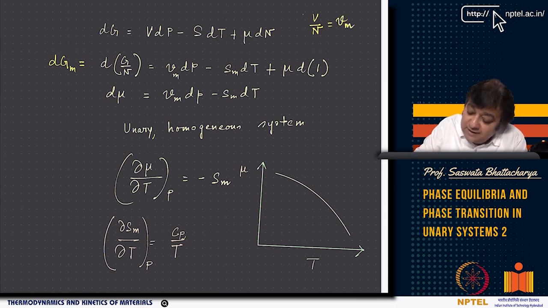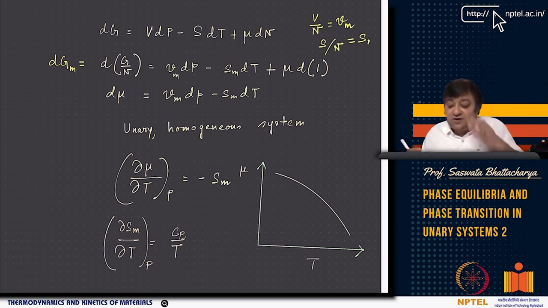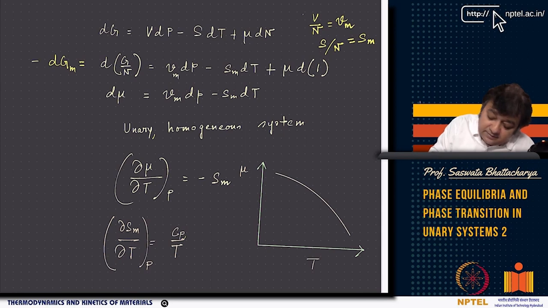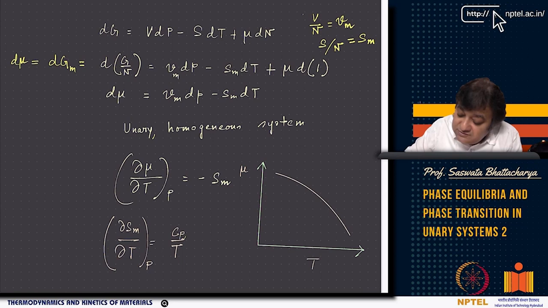Similarly, S by n, all of these are intensive properties because these are ratios of total entropy by total mole number. So this becomes Sm. So you have Vm dP minus Sm dT, but now you have mu, which is already an intensive property, and you have dN. But it's a single component system, so n by n becomes 1. So it is d of 1, so this term does not exist, and dGm is nothing but d mu, because this term goes to 0.